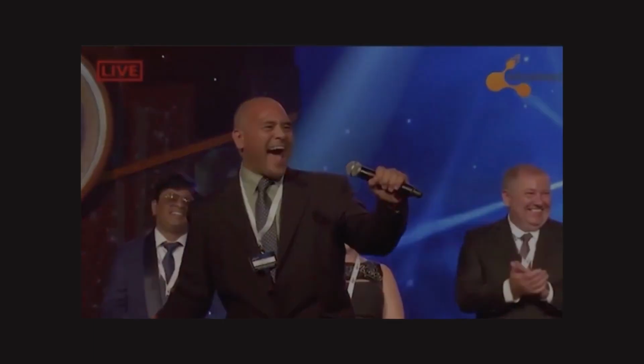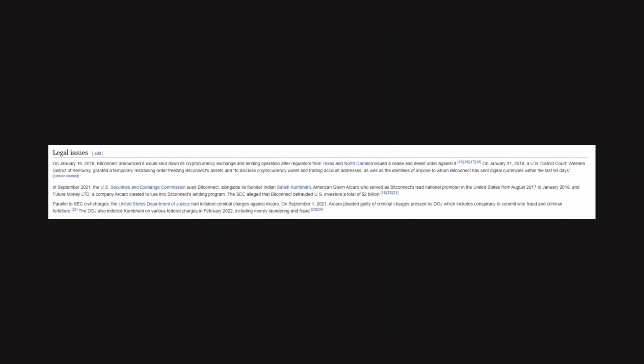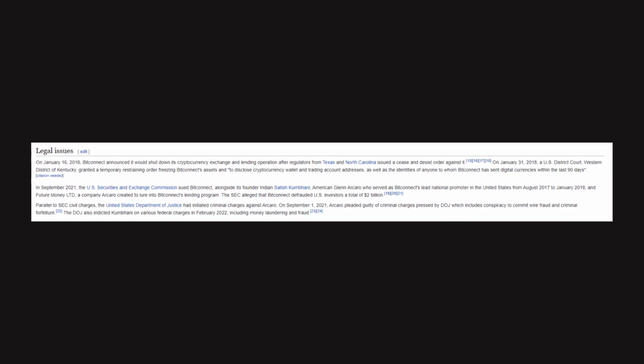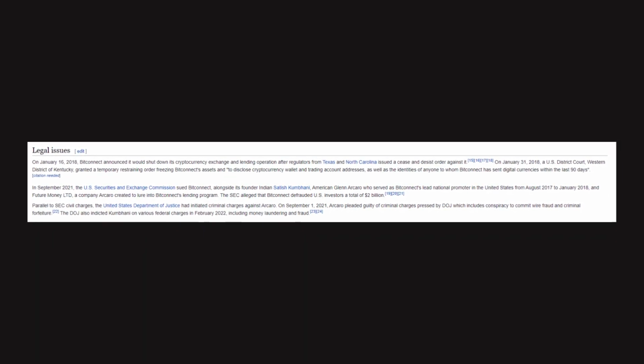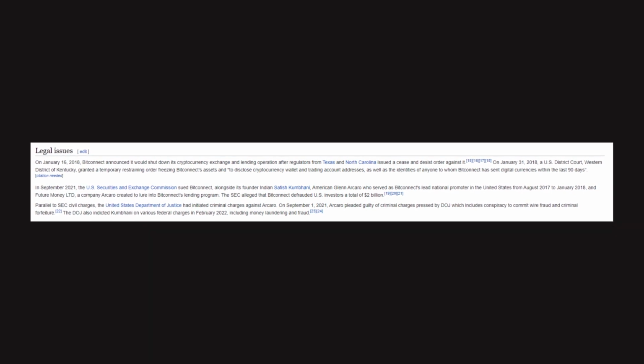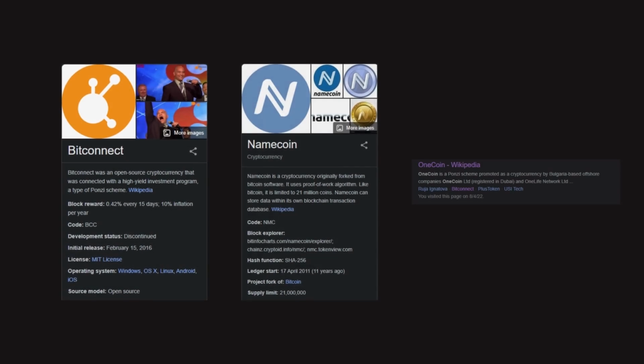Like the previous Ponzi scheme that was discussed, this case sought an end where the founder, Satish Kumbhani, escaped to never be seen again, having another person of authority take all the blame. This time, it was the American national promoter Glenn Arcaro who was found guilty of defrauding their investors an amount that totaled $2 billion. The whereabouts of Kumbhani remain unknown, but we do know that should he make himself public again, he will definitely be doing a lot of explaining.